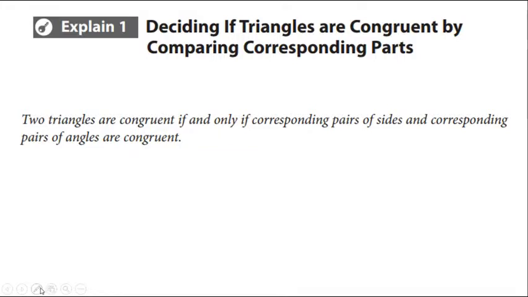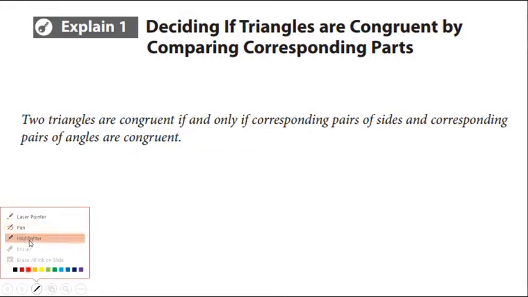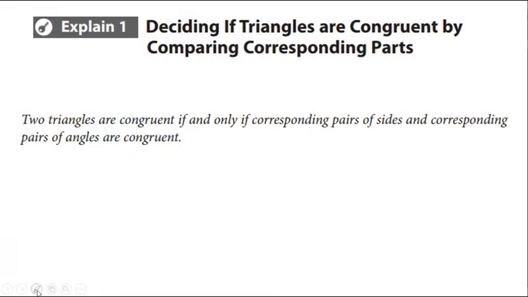So if two triangles are congruent, what we're trying to figure out here is how do we show that they're congruent? So two triangles are congruent if and only if we say corresponding pairs of sides and corresponding pairs of angles are congruent. So all the sides, all the angles have to be congruent to each other for two triangles to be congruent.